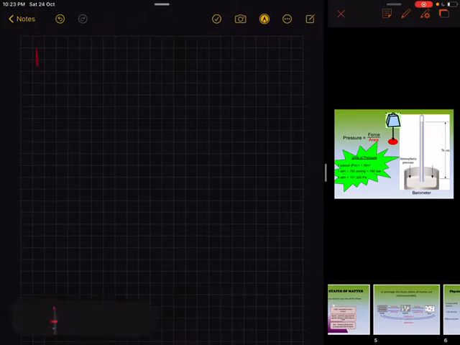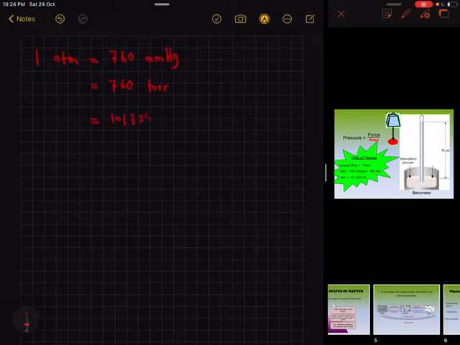So you have to memorize tentang the unit conversion of the gas, di mana 1 ATM of gas bersamaan dengan 760 mmHg. 1 ATM also equals 760 torr, and 1 ATM also equals 101,325 Pascal. This unit conversion, you mesti kena tahu. And you must know how to convert from ATM to mmHg, ATM to torr, dan juga ATM to Pascal, and vice versa.